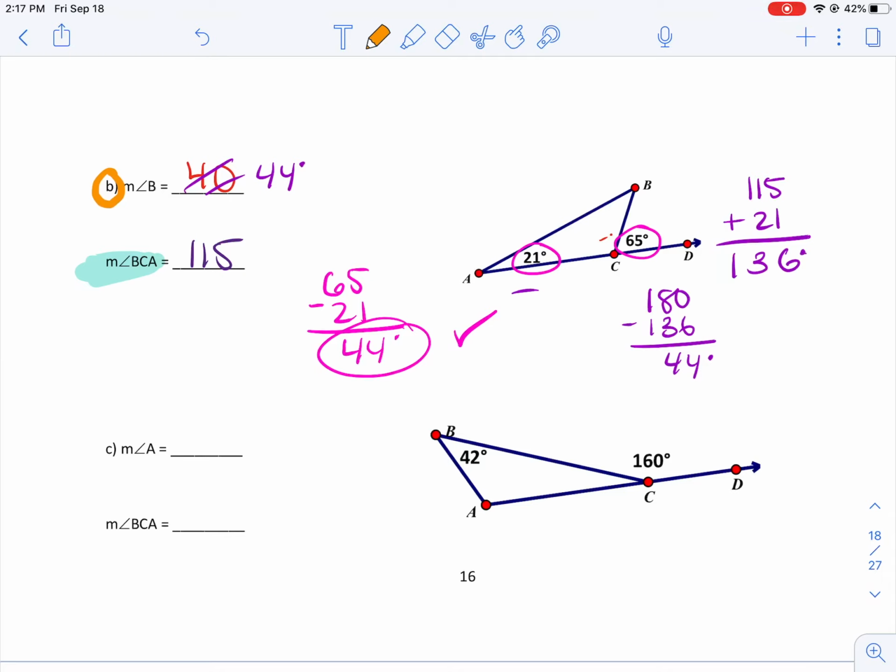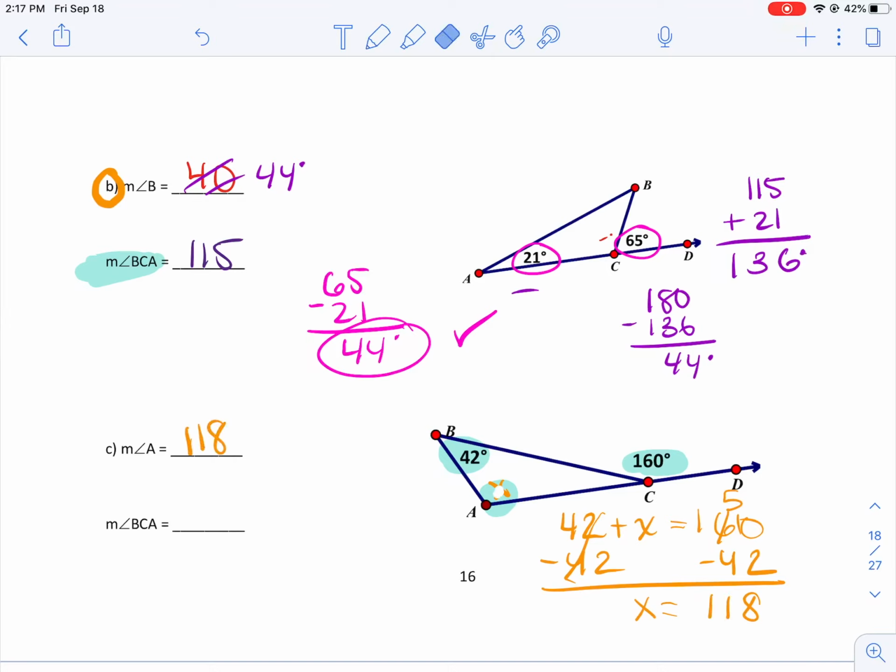Okay, so now let's use exterior angle theorem. They ask us to find the measure of angle A. Okay, so again, just finding where angle A is first, and then I'm going to put my variable in. So since these are remote interior angles, they should add up to this guy. So 42 plus X should equal 160. I'm going to take away 42 from both sides. So X is going to be, let's make sure I do this math right, huh guys? 118. So X is 118.